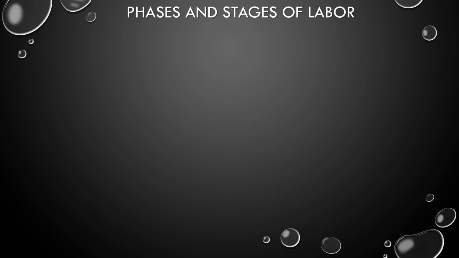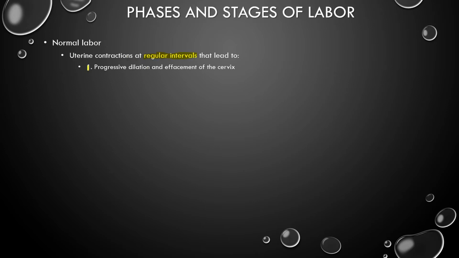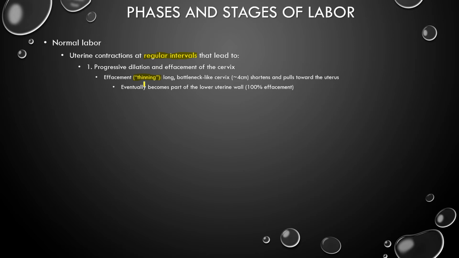So now let's talk about the beginning of obstetrics, the phases and stages of labor. So what are these? We have normal labor, and that's when you have uterine contractions at regular intervals. So you have regular uterine contractions that lead to dilation and effacement of the cervix, effacement meaning the thinning of it. So the cervix usually looks like a long cylindrical tube, but as you get more and more effacement, it shortens and pulls towards the bottom of the uterus. So it goes from a cylinder to almost a circle at the bottom of the uterus. So you get dilation and effacement with uterine contractions.